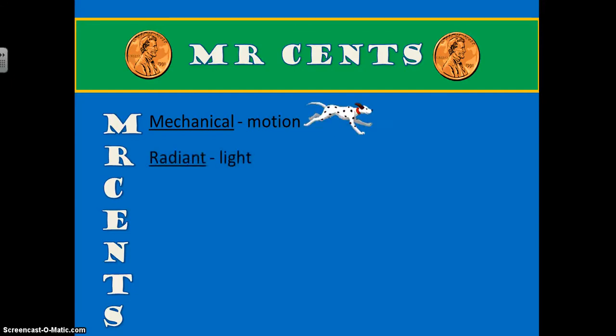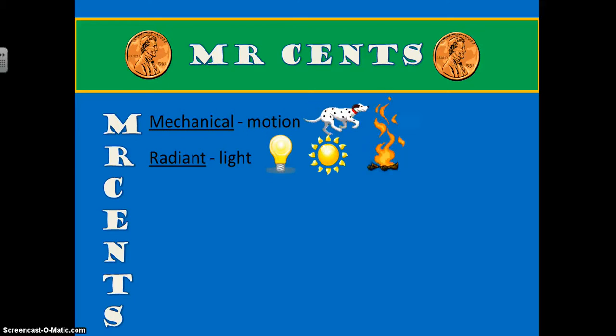The R stands for radiant energy, and that's the energy in the form of light, like from a light bulb, or the light we see from the sun, or the light that is given off by a fire. It can be a glow stick, a match, anything that gives off light. That light is radiant energy.